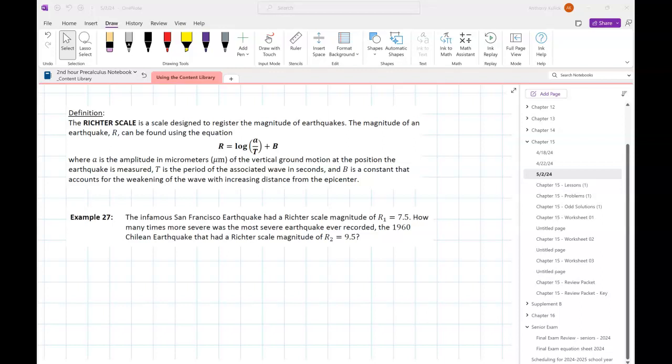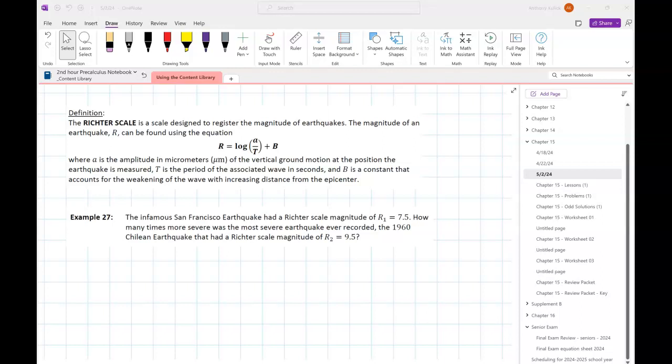T is the period of the associated wave in seconds. So remember back from last semester, the period would be if this is the start, it slips down, comes back up, and returns. The time it takes to do that is one period. Everybody's okay there? That's what we mean by a period.